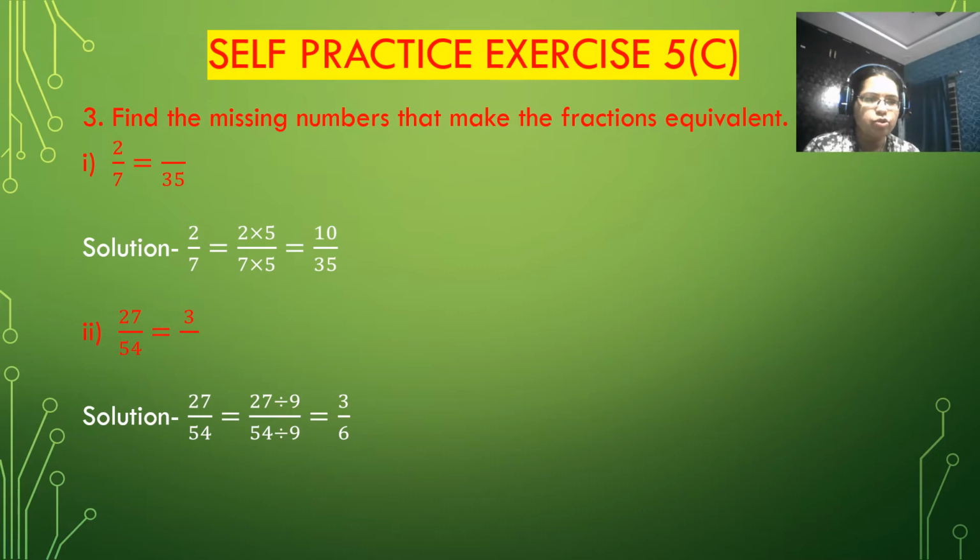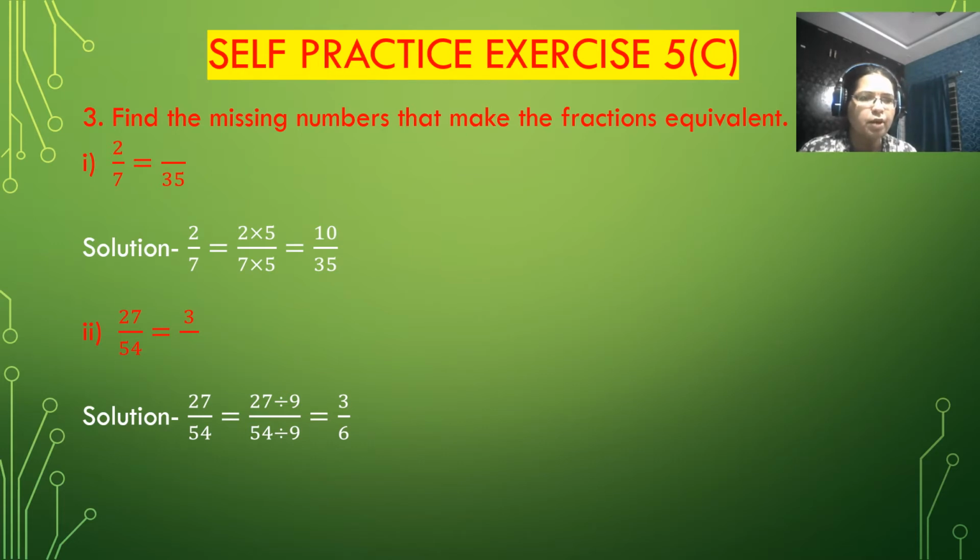Now we solve question number 3. Find the missing numbers that make the fractions equivalent. First is 2 divided by 7 equal to dash divided by 35. We have to find the numerator of the fraction dash divided by 35. If the denominator is 35, we have to find the numerator. And 2 divided by 7 is the equivalent fraction with the denominator 35.